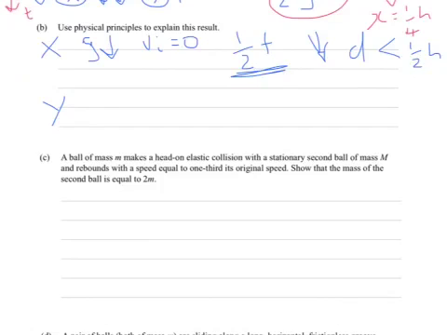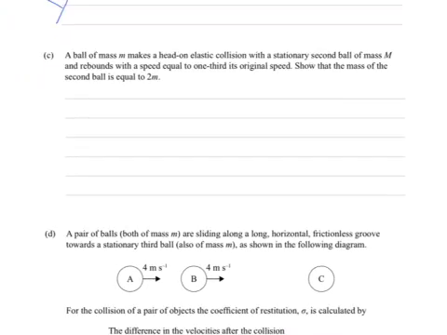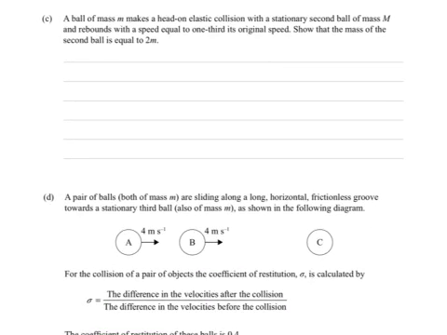C. A ball of mass, in fact let's just move this up to the top of there, makes it easy to search through if you're trying to search through for a question. You see it moves to the top. Okay, a ball of mass m makes a head-on elastic collision. That's important. So if it's elastic, it's going to be conservation of kinetic energy. The stationary second ball of mass m and rebounds with a speed equal to 1/3 its original speed. Show that the mass of the second ball is equal to 2m.